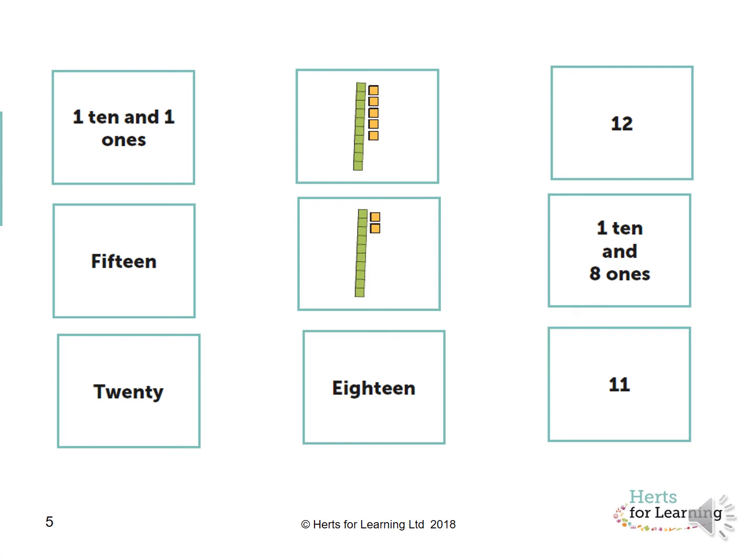So 15 we've already matched up, and that middle pictorial one we've already matched up. Next one we have got is 1 ten and 8 ones, and we know that that makes the number 18. And we have got the written number 18 there at the bottom, so we can match them two up. So well done if you said that our odd one out was the number 20.